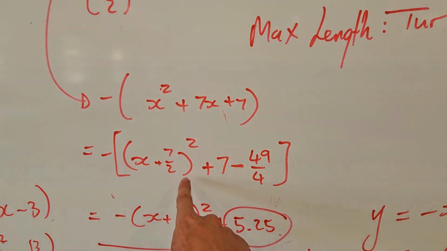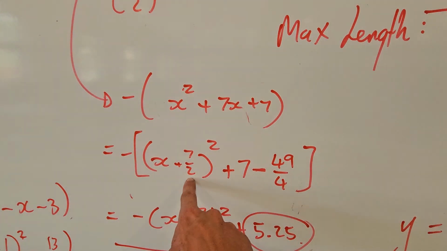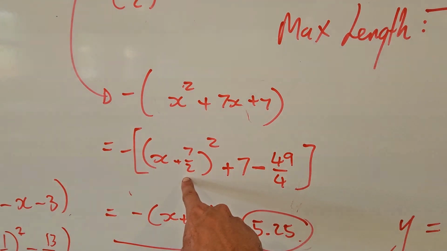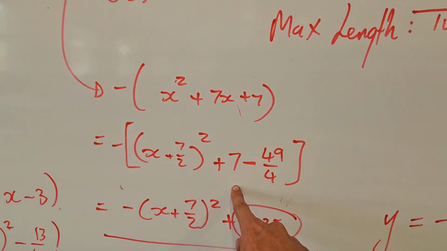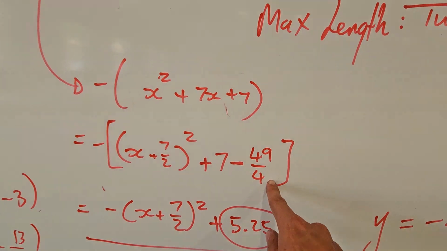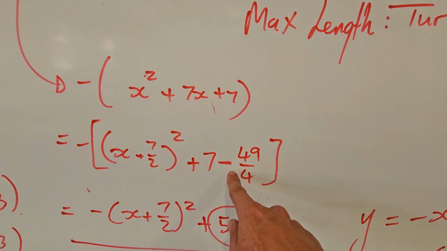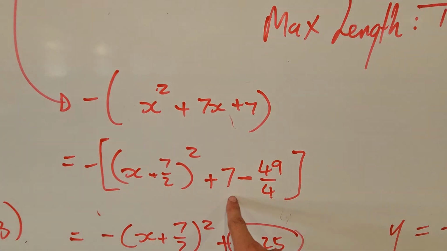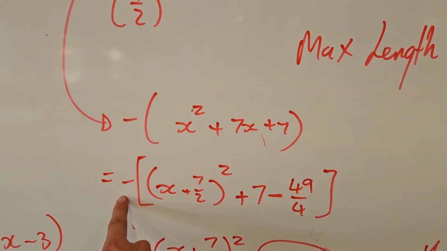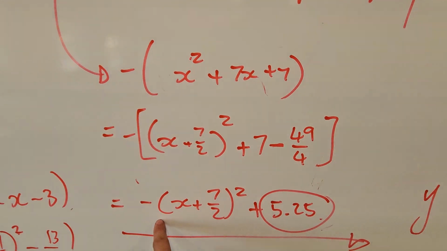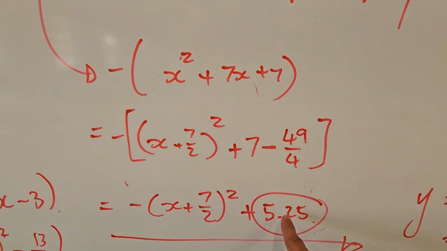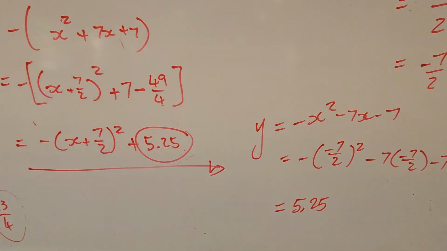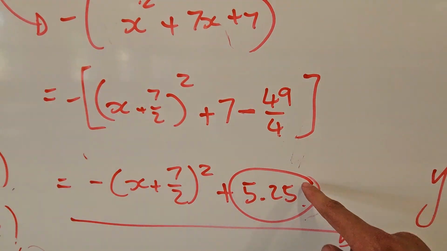We're going to get that the turning point occurs at negative 7 over 2, exactly like we got in the previous method. And if we add these two together, that would be the y value of our turning point: 7 minus 49 over 4. This would be minus 5.25. We multiply in the minus, and we get the same answer of 5.25 when completing the square.